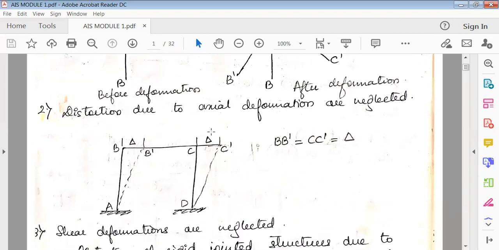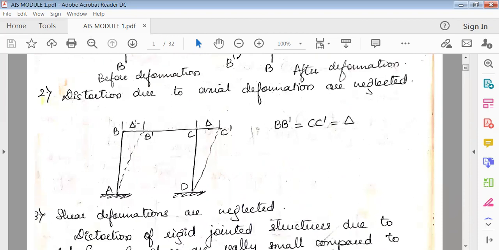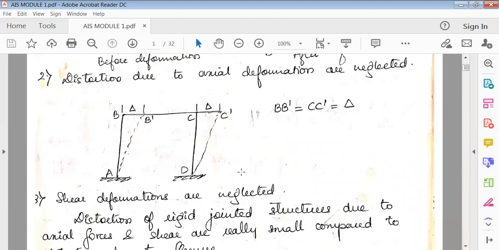The next assumption is that distortion due to axial deformation is neglected. You can see this is initially a frame, fixed at A and D, and pin jointed at B and C. So AB, BC, and CD. This is the frame before deformation. The bold lines are before deformation.